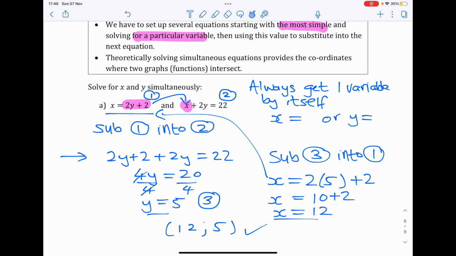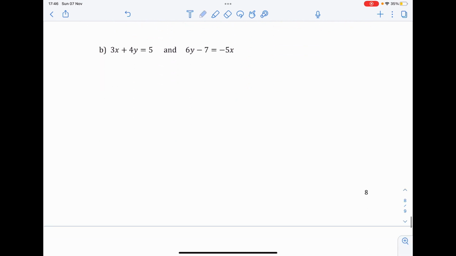Okay, let's do one more of those. So in this case, we have 3x plus 4y equals 5, and 6y minus 7 equals minus 5x. So we again want x equals or y equals. So this one's a bit more tricky because we're going to have fractions involved. So you can pick any of them. You try aim for the easiest one. So I'm going to work with this one. You could also do this with the other equation as well. But I'm going to try and solve here first.